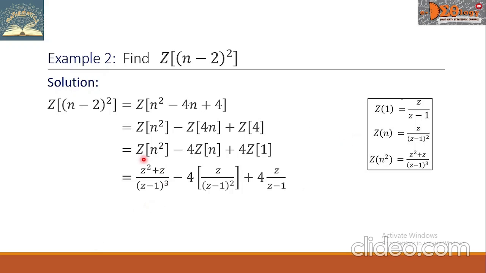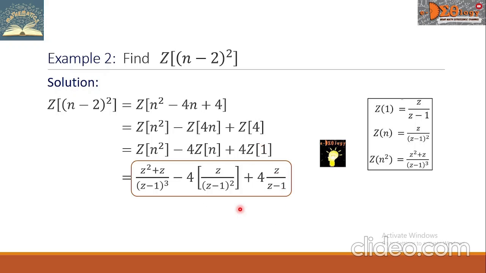So we have now this Z transform of n squared to be like this minus the constant 4 times the Z transform of n with this value plus the constant 4 with a value of the Z transform of 1. This is the final answer.